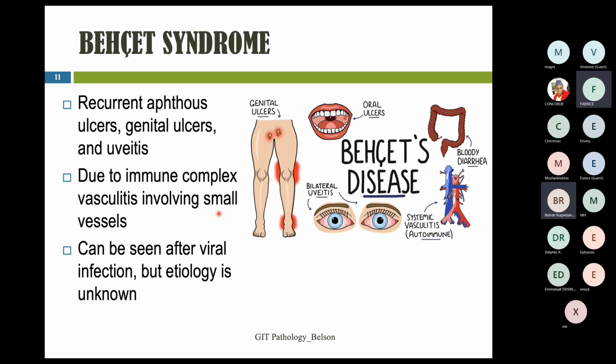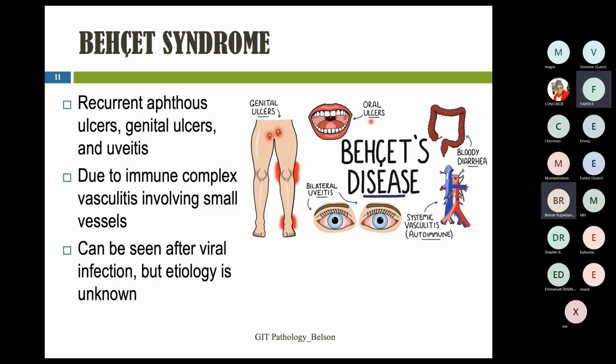So, Behçet syndrome. These are ulcers which are recurrent, and they don't involve only the oral cavity. You see on this diagram that they can involve different areas, the genitals, even the eyes with uveitis.